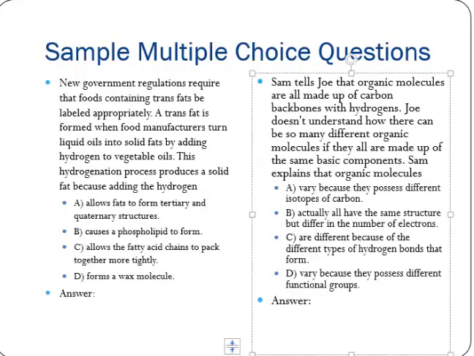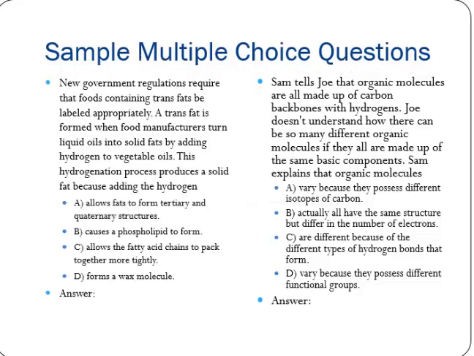Okay, and let's take a look at some end of chapter multiple choice over here. New government regulations require that foods containing trans fats be labeled appropriately, as we discussed. A trans fat is formed when manufacturers turn liquid oils into solids by adding hydrogen. This hydrogen process produces a solid fat. Why? Because, well, let's see. A. Allow fats to form tertiary and quaternary structures. Huh? Well, tertiary means triple, and quaternary means quadruple, or 4, but I don't know what that has to do with anything, so that is incorrect.